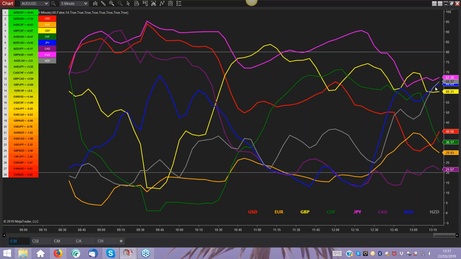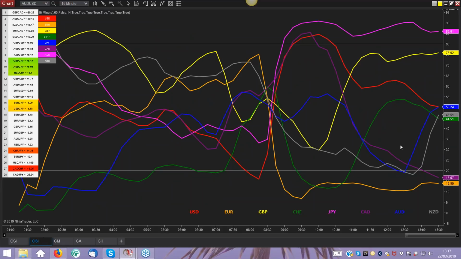Now we have the same scenario setting up here on the 5-minute, probably not quite so much on the 15. Still got a little bit of a cross there. The Aussie is still rising. The dollar looks as though it's flatlining, moving into the middle. It may well kick up.